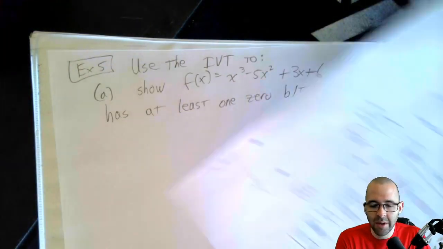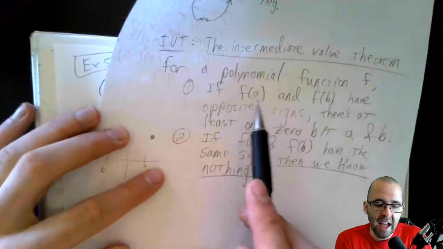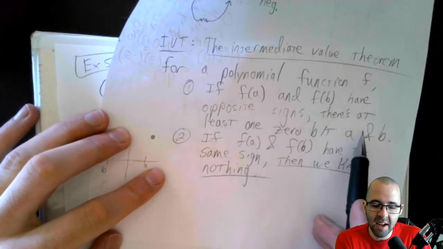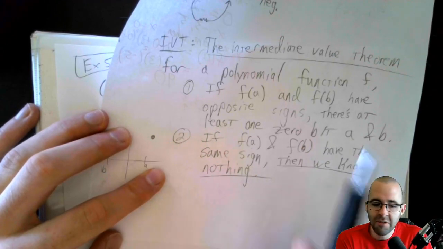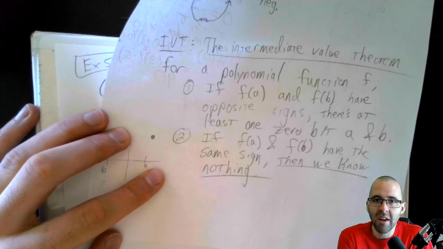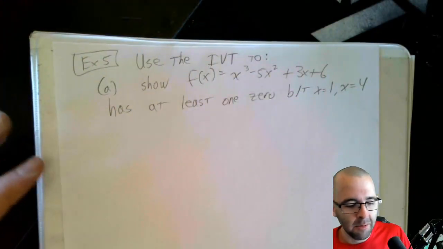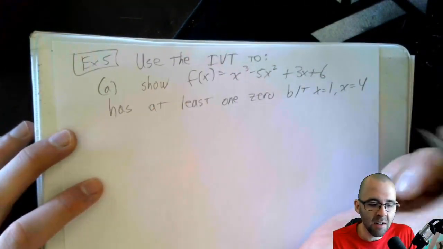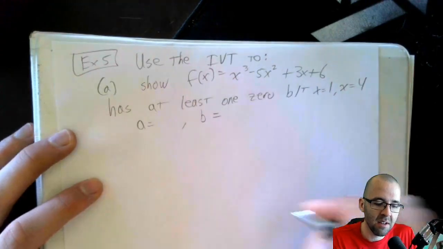So we need to show that there's at least one zero. Notice, if f of a and f of b have opposite signs, boom, there's a zero. So we just need to find, do f of a and f of b have opposite signs? What are f of a and f of b? What's a and b? We need to answer those questions. Our a here is something, and our b here is something. We need to identify what those are.